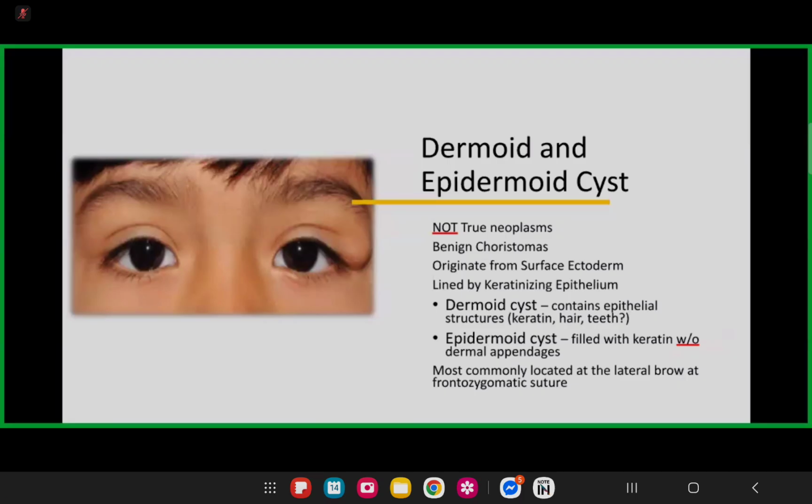Okay, so dermoid cyst means that it contains epithelial structures, such as your keratin and hair. So you would often hear keratin associated with teeth, but it's not found in this of the eyelids. And then epidermoid, it's filled with keratin but without any dermal appendages. So if you look at the photo, you would see that your dermoid cyst is located most commonly at your lateral brow, often located within your frontozygomatic suture.